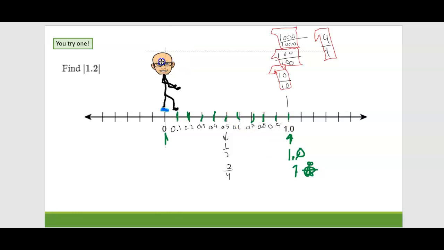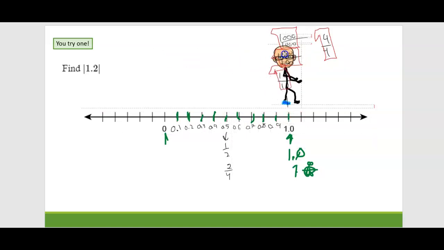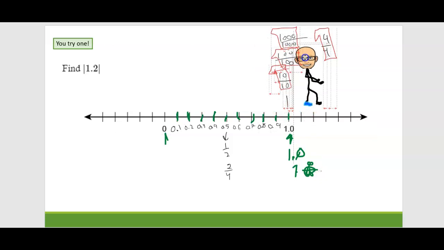But anyway, back to 0. So this is what distance? There's 1 tenth, 2 tenths, 3 tenths, 4 tenths, 5 tenths, 6 tenths, 7 tenths, 8 tenths, 9 tenths, 1 and 1 tenth, and 1 and 2 tenths, because that's what they want up here. See that? The 1 and 2 tenths. So the distance is still the same. I'm already happy. Don't worry, be happy.